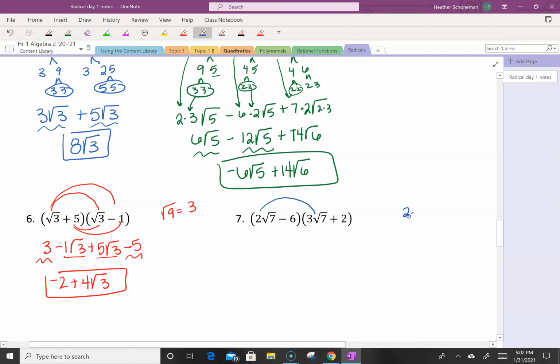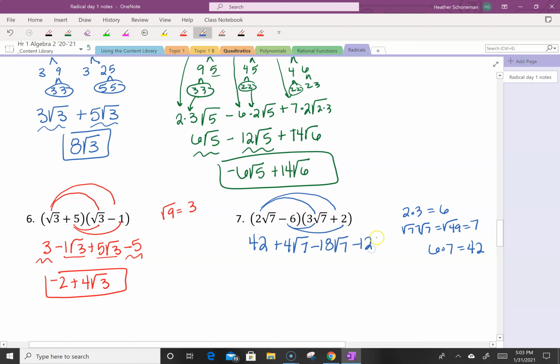Well, 2 times 3 is 6. And the square root of 7 times the square root of 7 is the square root of 49, which is just 7. So this is 6 times 7, which is 42. Over here, 2 square root 7 times 2 would be 4 square root 7. This would be negative 18 square root 7, and this would be negative 12.